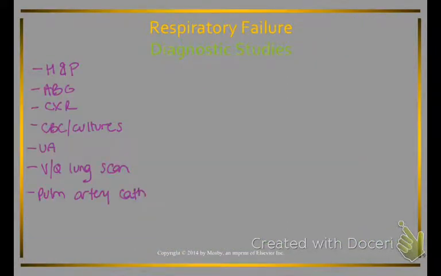So I'm going to put them all up there. Diagnostic studies. Obviously, H&P is really important, right? We're going to ask them questions about how they sleep, how much activity they can get. Do they have a headache in the morning? ABGs are very helpful. Shows us the pH, if they're having any respiratory acidosis because they're retaining too much CO2. Chest x-ray. Cultures, they help if we think that there's some kind of a pneumonia or infection that's causing it. You can do a VQ lung scan, a pulmonary artery catheter.